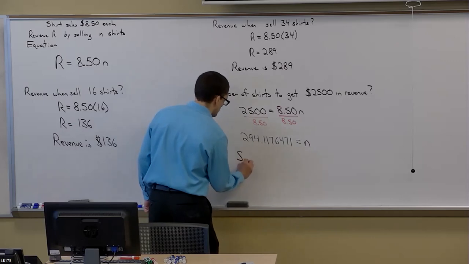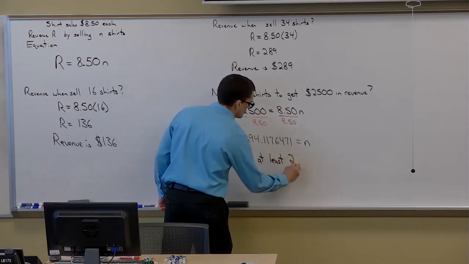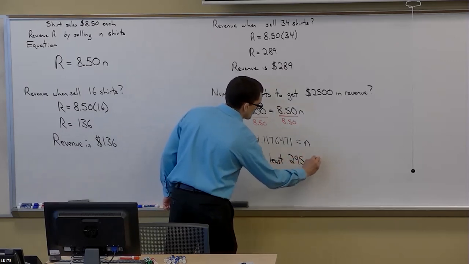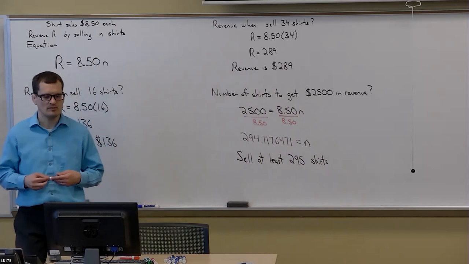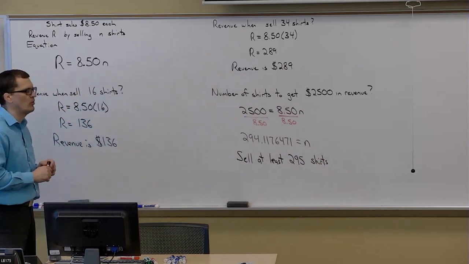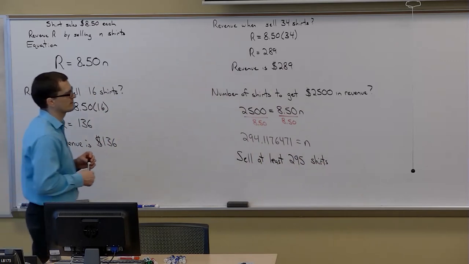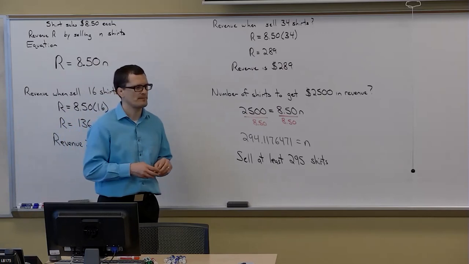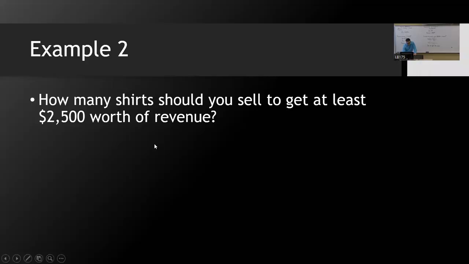So, sell at least 295 shirts. That makes sense. You can't sell 0.12 of a shirt. You can't sell a half of a shirt. So we need to sell whole numbers of shirts. Does that work? Pretty straightforward, I think. I hope.